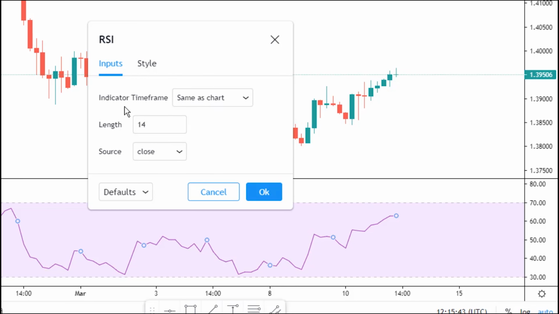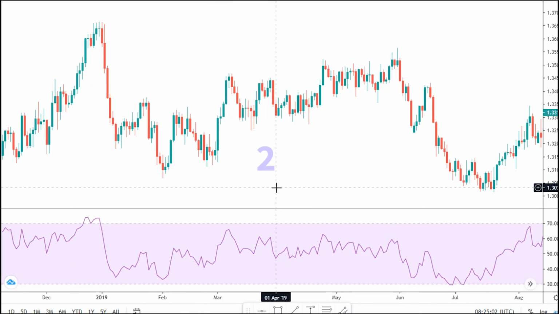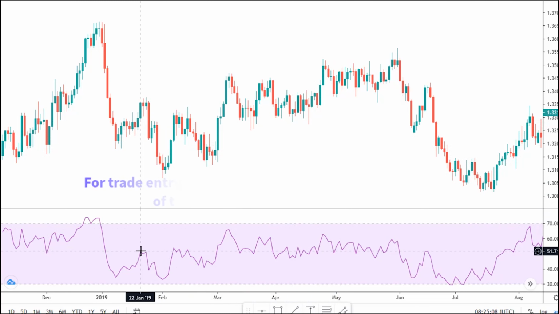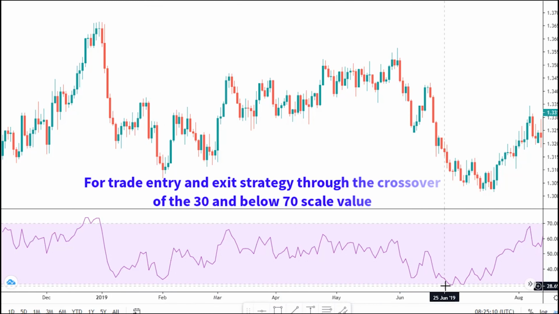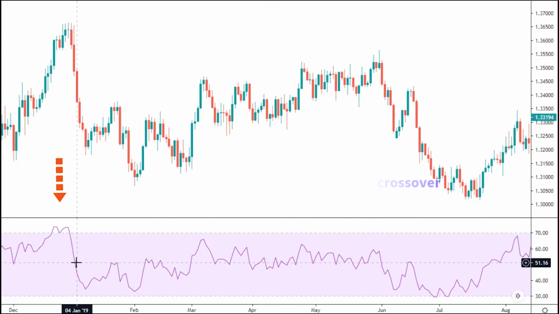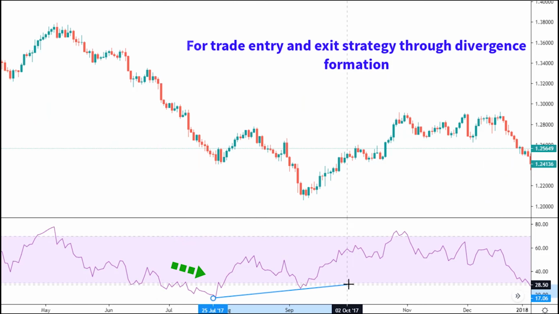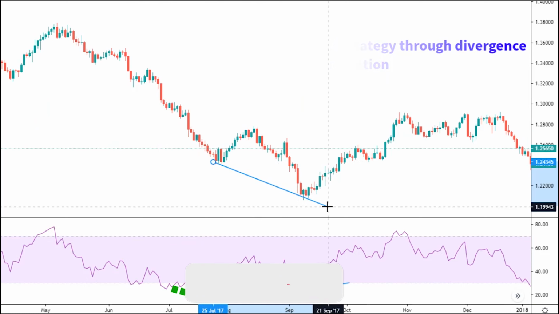So how does the RSI indicator work? There are two ways in which a trader can implement the RSI to detect trade setups in the market. One, for trade entry and exit strategy through the crossover above the 30 scale value or below the 70 scale value. Two, for trade entry and exit strategy through divergence formation.